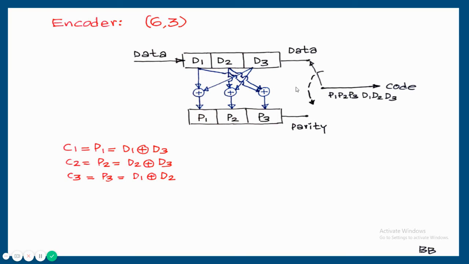Parity bits are generated after receiving the complete data block. The complete data block is 3 bits. After getting 3 data bits, 3 parity bits are generated. Finally, we get the 6 bit code at the output side.